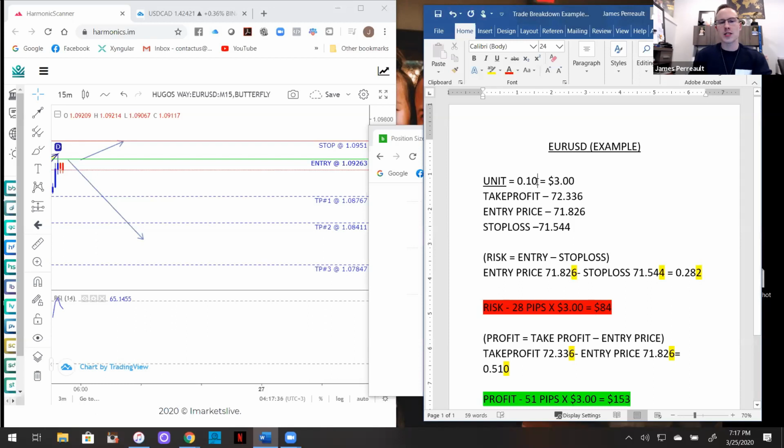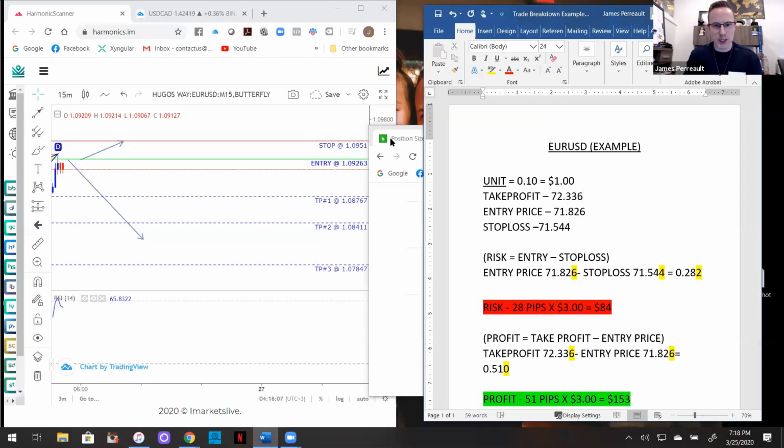Now, in terms of lot size, how do you convert a lot size into a dollar amount? All you got to do, guys, is literally move the decimal place over to the right by 1. Okay, so 0.10 lot size is actually $1. You guys see that? Move the decimal place over to the right 1, and that's what it is in a dollar amount. So every pip of movement, you're either going up $1 or going down $1, okay?